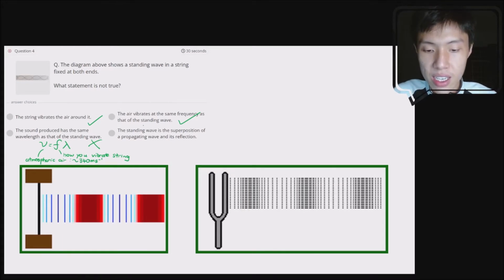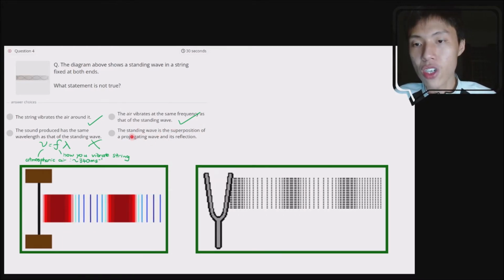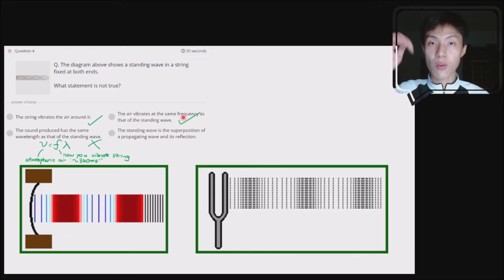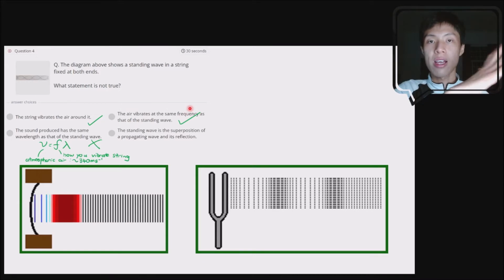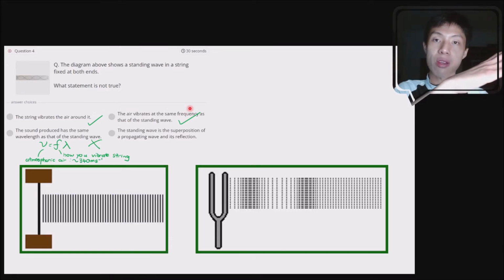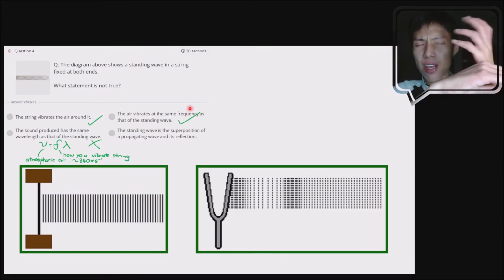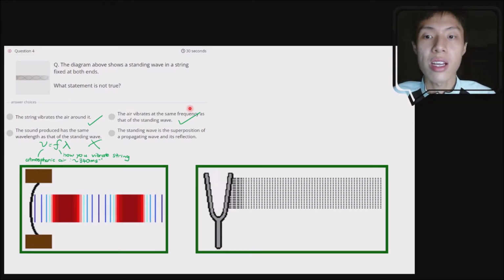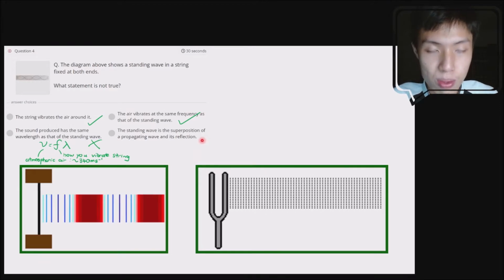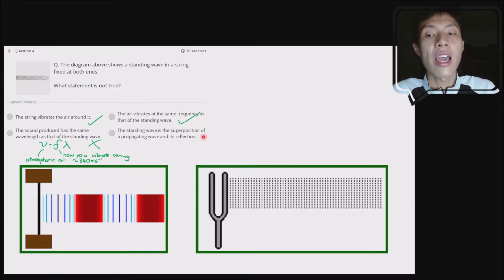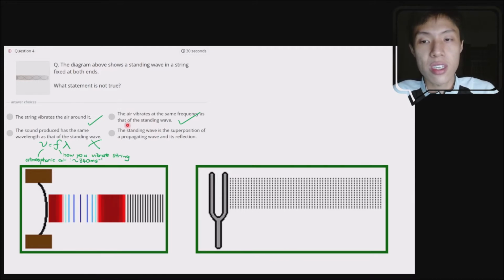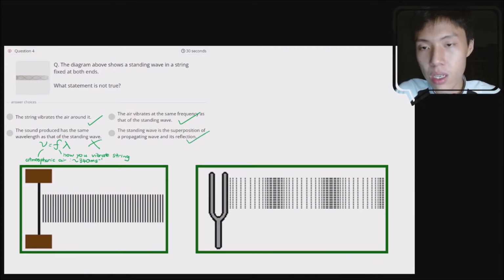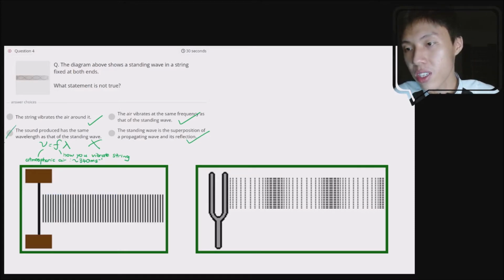Okay, lastly, the standing wave is a superposition of a propagating wave and its reflection. This is true. You know that you produce a standing wave by sending one wave to the left, one wave to the right, then letting the wave reflect, and the left and the right overlap together, interference. Then you can explain the interference through superposition, and you see that the result of the superposition is a standing wave. So this statement here is true.